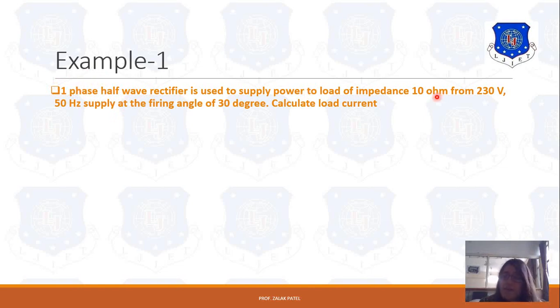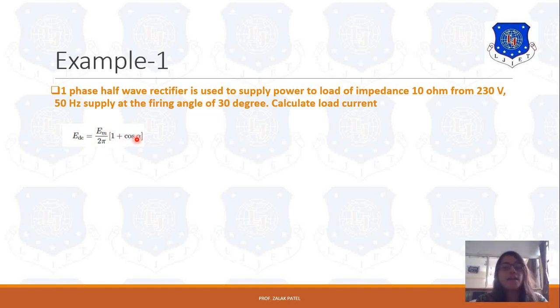Now the impedance is 10 ohm. Here the voltage is 230 volt. In the question, this 230 volt is nothing but the RMS voltage. 50 Hz is the frequency, and the firing angle is 30, meaning alpha is equal to 30 degrees. First of all we calculate the DC voltage, that is our output voltage, Vm upon 2 pi into 1 plus cos alpha. You can write E or V over here. So VDC is equal to Vm upon 2 pi into 1 plus cos alpha.